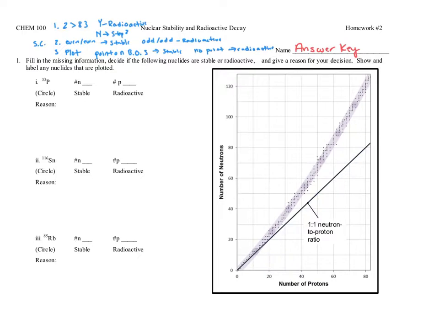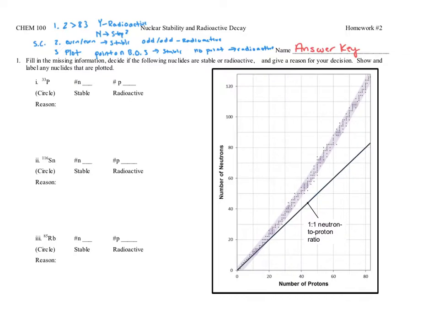So I've shortened our list of rules from our packet that we did. And so here what we want to do is look at nuclear stability in number 1. So we're going to be looking at the neutron to proton ratio. The first rule says if Z, the number of protons, is greater than 83, it's going to be radioactive because it doesn't fall on our belt of stability graph.